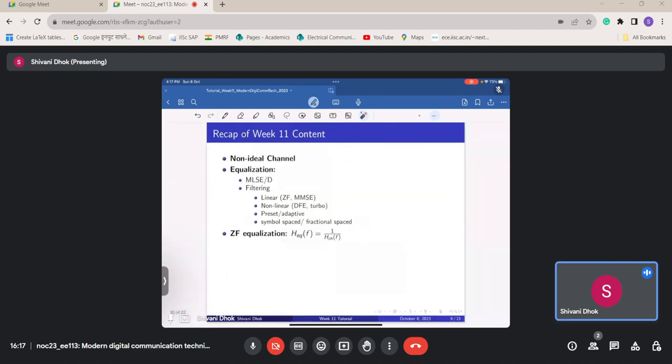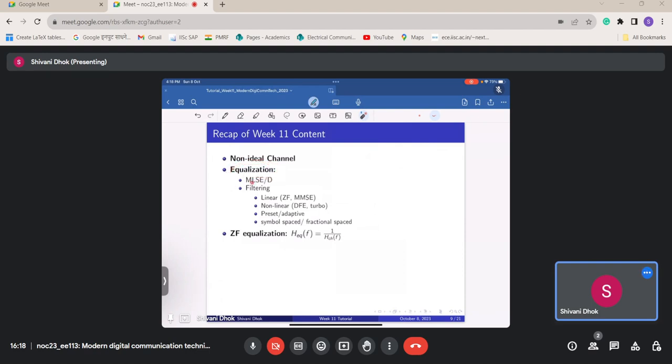And after doing that, we went on to see what non-ideal channels are. So we know that for an ideal channel we have a frequency response like this. Now suppose the frequency response goes something like this, then it will be a non-ideal channel. Now in order to remove this kind of abnormality that we are having, what we do is we go for equalization.